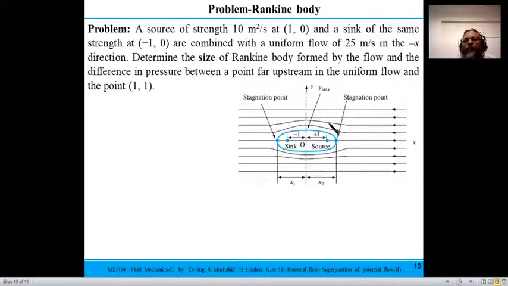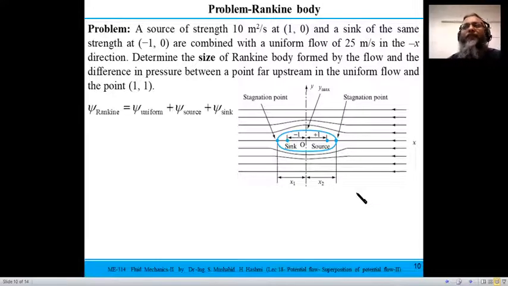So before working out the pressure distribution, we have to work out the velocity distribution. In the first instance we will work out the length and the width of this Rankine body, and in the second part we will work on the pressure difference, and before the pressure difference obviously we have to work out the velocity distribution, as we have seen that is required in flow over a cylinder too. Okay, the first step is: what would be the resulting stream function for this Rankine body, combining uniform flow, source flow, and sink flow?